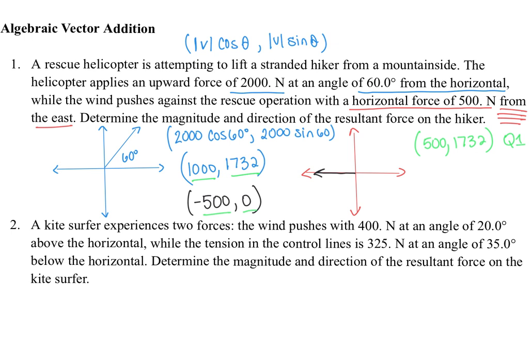How do I calculate magnitude? Square root of my X squared plus my Y squared. What do you get when you do that? All right, so I'm going to write down 1802. We'll talk about it in just a second. 1802 newtons. All right. How do I get direction? Inverse tangent of my Y over my X. What do I get there? 73.89 is what you get.